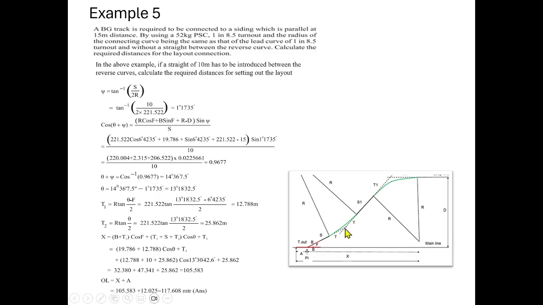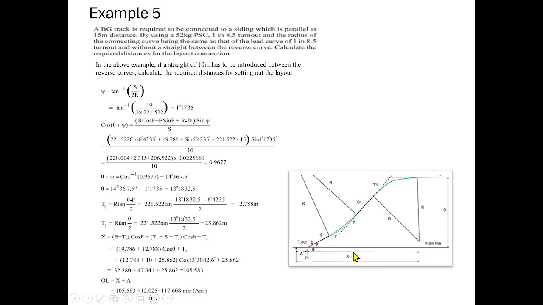First we come up to this point, and second, with the triangle from here to this point, we find out this horizontal distance. Then third we calculate this distance. Adding all, we get x, and x plus a will give you the overall length. So the overall length now is 117.608. This x distance is 105.583, adding 12.025, we get 117.608. This is the calculation of the required dimensions for fixing the geometry.